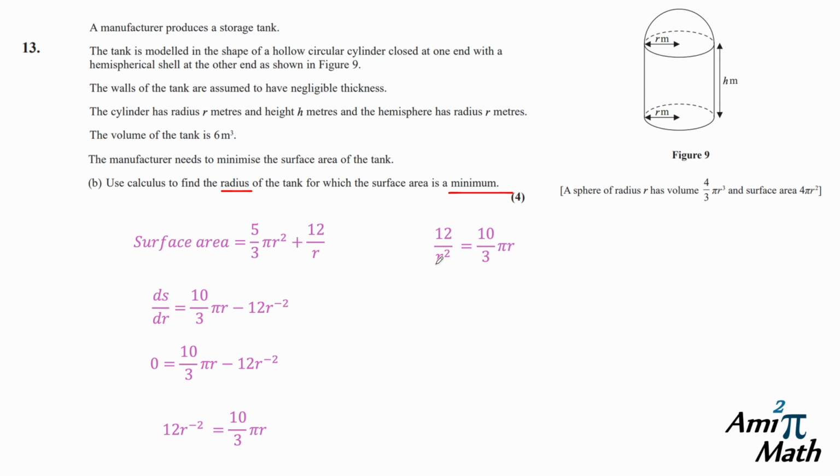You can multiply by r squared on both sides, and you get 12 equals 10 over 3 pi r cubed. And then we can divide each side by 10 over 3, and you get 36 over 10 equals pi r cubed. And then if you divide each side by pi, you get 36 over 10 pi equals r cubed. And if we take the cube root, we get r equals the cube root of 36 over 10 pi. And when we do this in your calculator, you will get r equals 1.05.